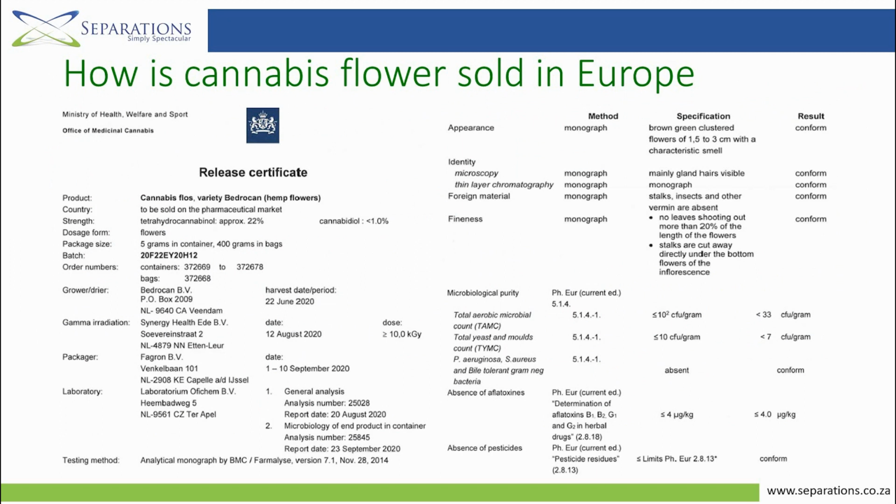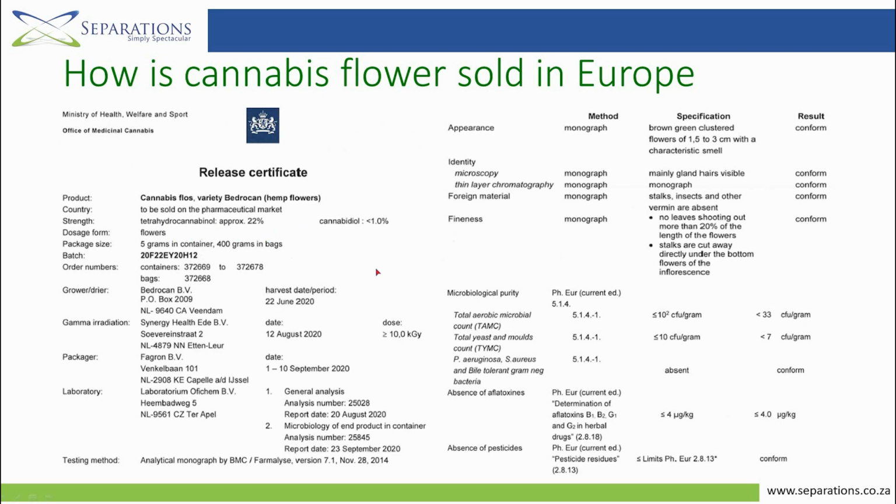Generally, the Bedrocan model, which is the main supplier to the Office of Medical Cannabis in the Netherlands, forms a good model in terms of what could be called loosely GMP flower or inflorescence. Here is a good example of a COA where the cannabis flos of the Bedrocan variety, and I think they have 5 or 6 products of varietals, is sold into the pharmaceutical market, has an approximate concentration of THC and CBD defined. Its dosage form is flowers.